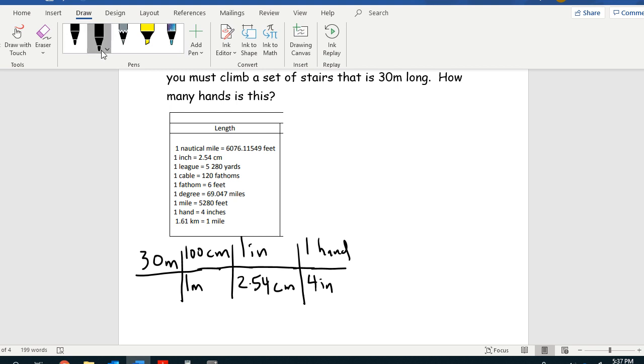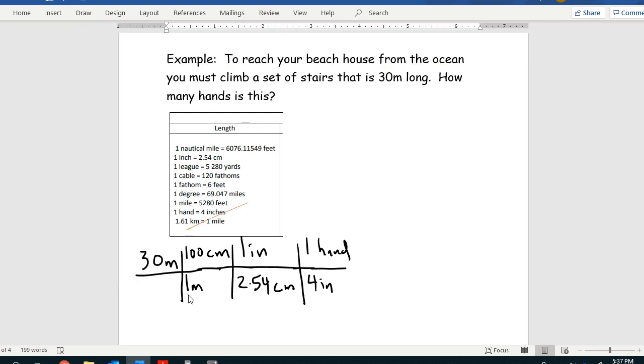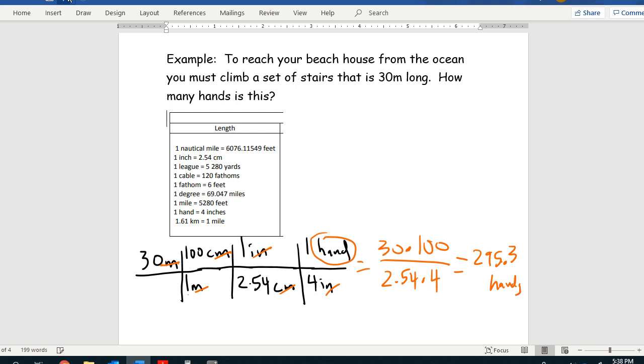Let's cross off those units. Make sure the only thing we have left are hands. Meters we'll cross out with meters, centimeters with centimeters, inches with inches, leaving us with only a unit of hands. So what we'll do is write out 30 times 100 in the numerator, 2.54 times 4 in the denominator, and that gives us 295.3 hands. So there's a little bit about dimensional analysis.